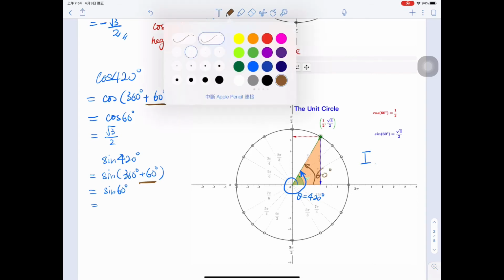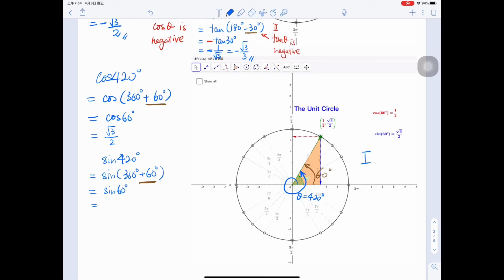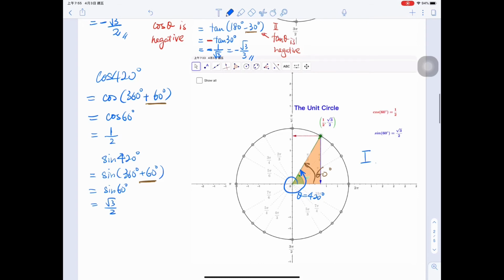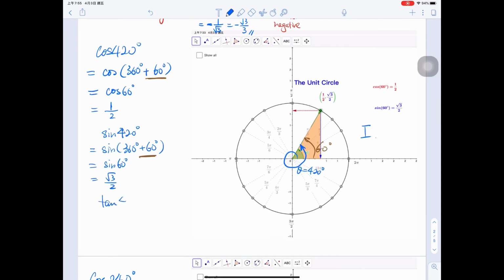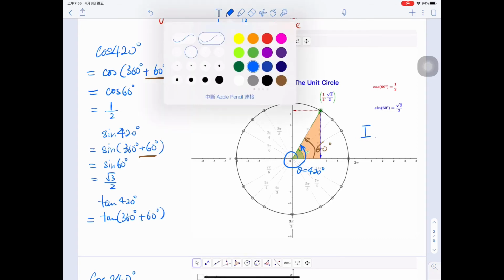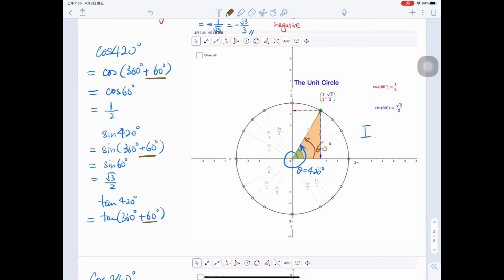Okay, so sine 60 degrees, oh sorry, cosine 60 degrees should be 1 over 2. Okay, sine 60 degrees is root 3 over 2. Yeah, root 3 over 2. And tangent 420 degrees will equal tangent of 360 plus 60 degrees. Same as the reference angle is 60 degrees. So here tangent 60 degrees. Therefore this one is root 3. Okay?